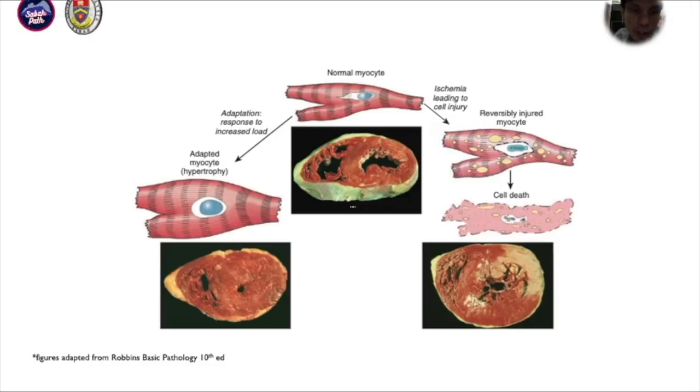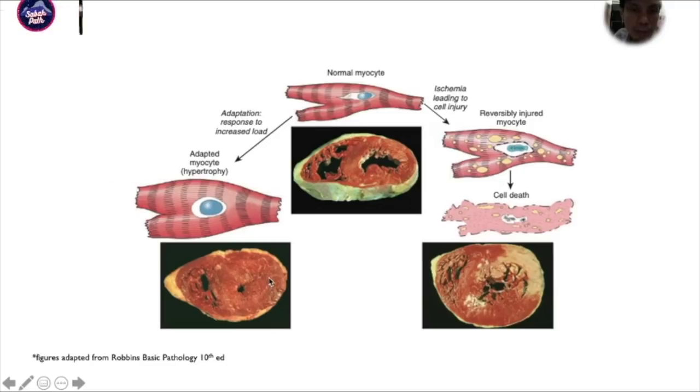Okay, you can see in this picture here, this is a slice at autopsy. You can see here is the left ventricle. This is the right ventricle. This is the interventricular septum. So the left ventricle here, you can see it is thickened and the lumen is narrow.